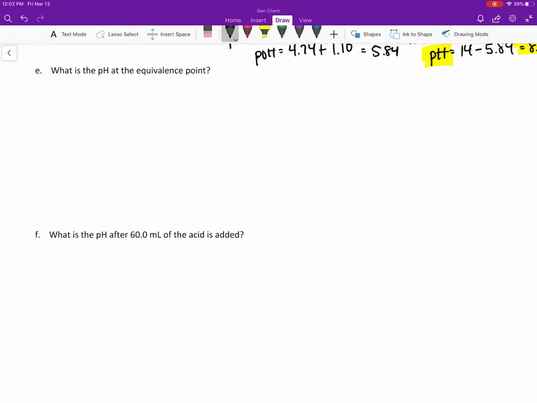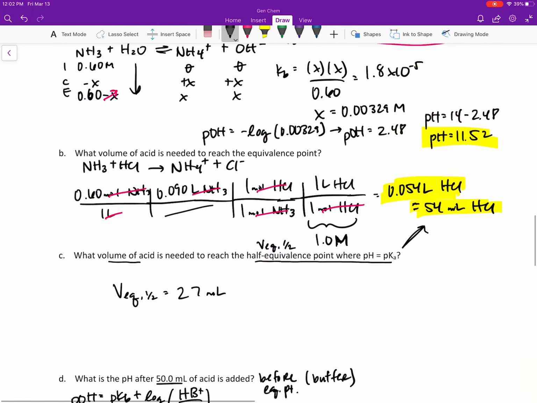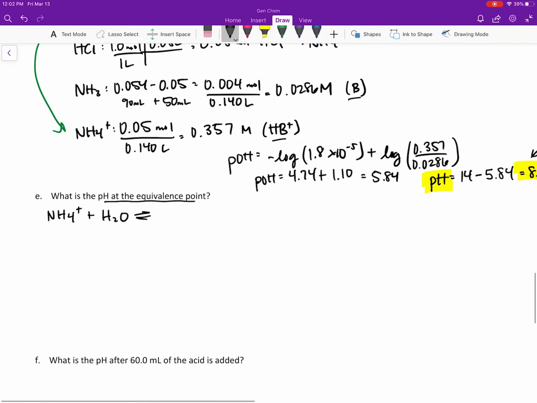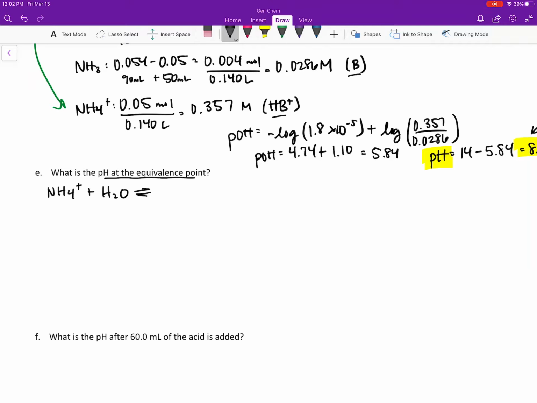Lesson 23, question 5, part E. What is the pH at the equivalence point? So when we have a weak and a strong in our titration, at the equivalence point, the role is going to reverse. The conjugate acid, which was the product, the minor component, then becomes the dominant component, and therefore is going to be the equilibrium that we need to focus on.